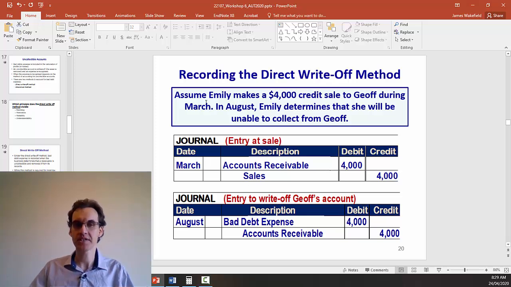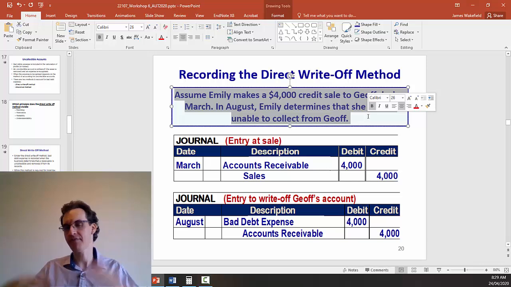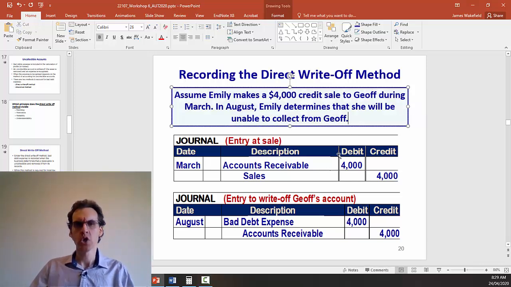Well, let's have a look at this particular example. It says, assume Emily makes a $4,000 credit sale to Jeff during March. In August, Emily determines that she will be unable to collect from Jeff. So Jeff goes bankrupt, disappears, whatever, and therefore never pays. The original journal entry recorded here was to debit accounts receivable and credit sales revenue. So there's nothing new there.